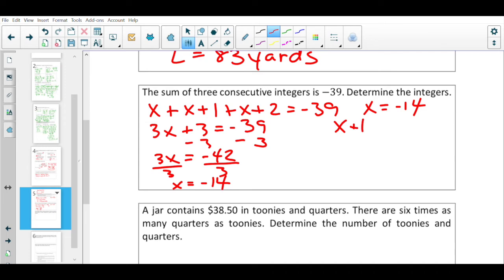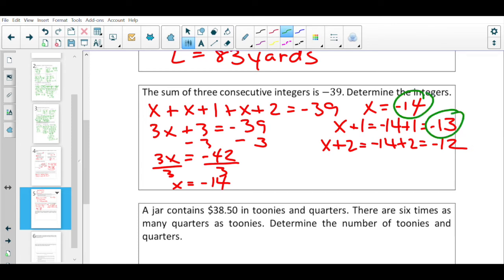So we have x equals negative 14. x plus 1 equals negative 14 plus 1 equals negative 13, and x plus 2 equals negative 14 plus 2 equals negative 12. So the three integers are negative 14, negative 13, and negative 12. Let's check that. Negative 12 plus negative 13 plus negative 14. Negative 25 plus negative 14 is negative 39. And that checks. Good.